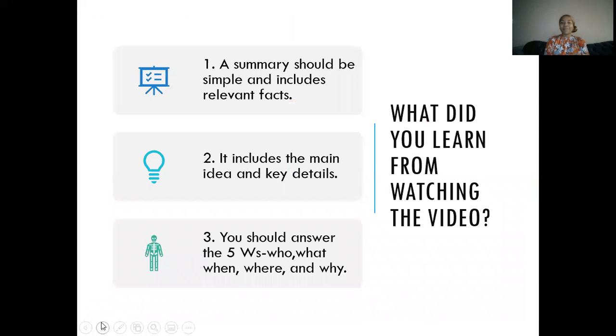All right. What did you learn from watching the video? The first thing you should have learned was that a summary should be simple and include relevant facts, things that are important. It includes the main idea and key details. You should answer the 5 W's: who, what, when, where, and why when you're writing a summary. Learning how to summarize helps you better understand and remember the information that you've read in a text.